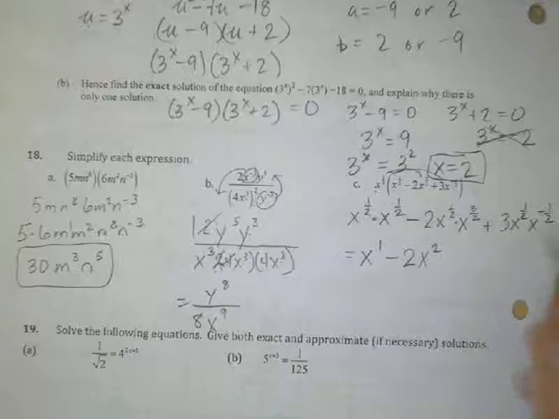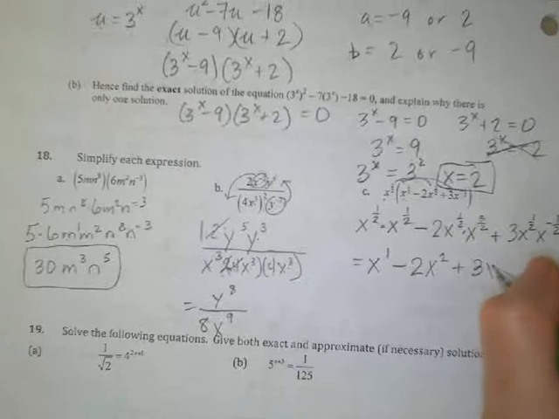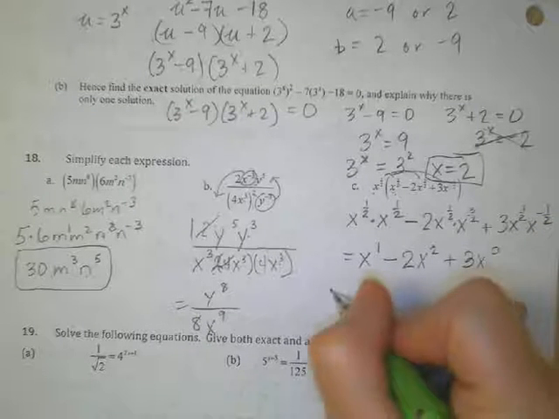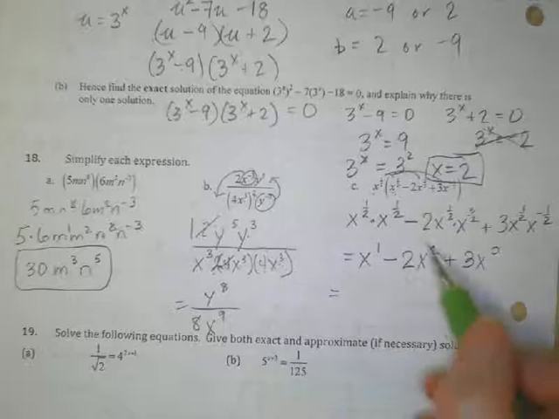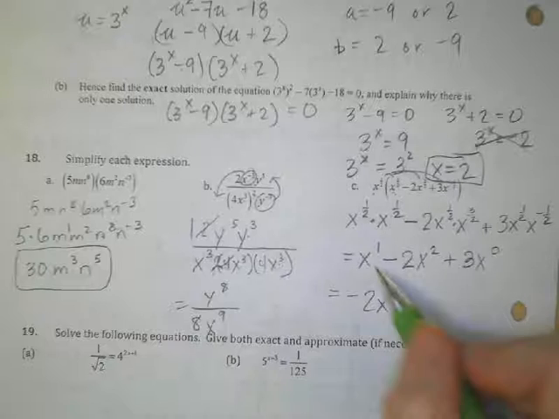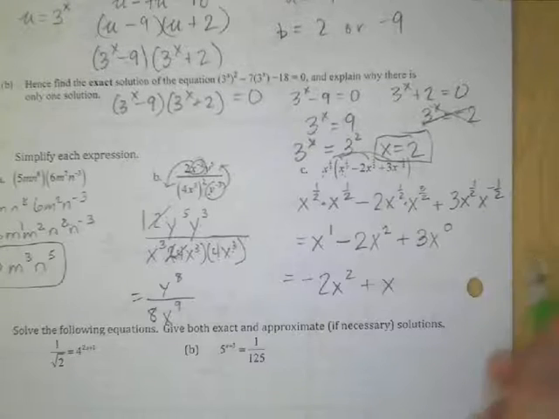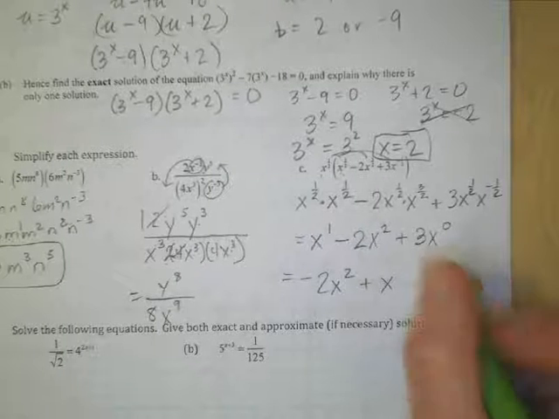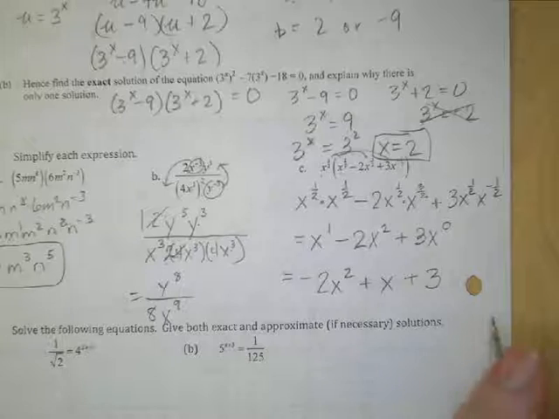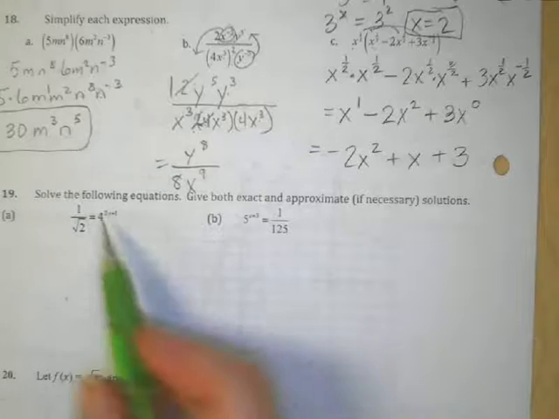The next one, x to the 1/2 plus -1/2 is 0. Okay, we can simplify this. I'm going to start with my highest level exponent. That would be this term, so -2x squared. And then my next one would be plus x. And then the one with the smallest exponent would be this one. X to the 0 is just equal to 1, so 3 times 1 is 3. There's that answer.